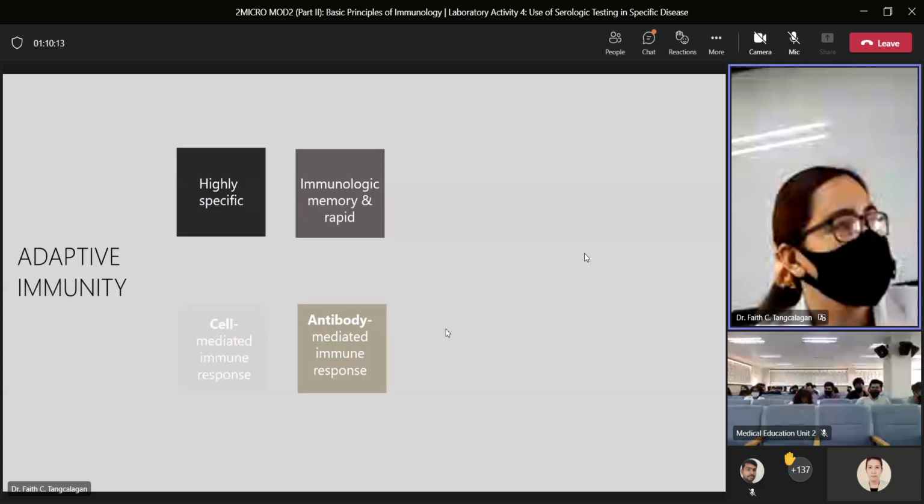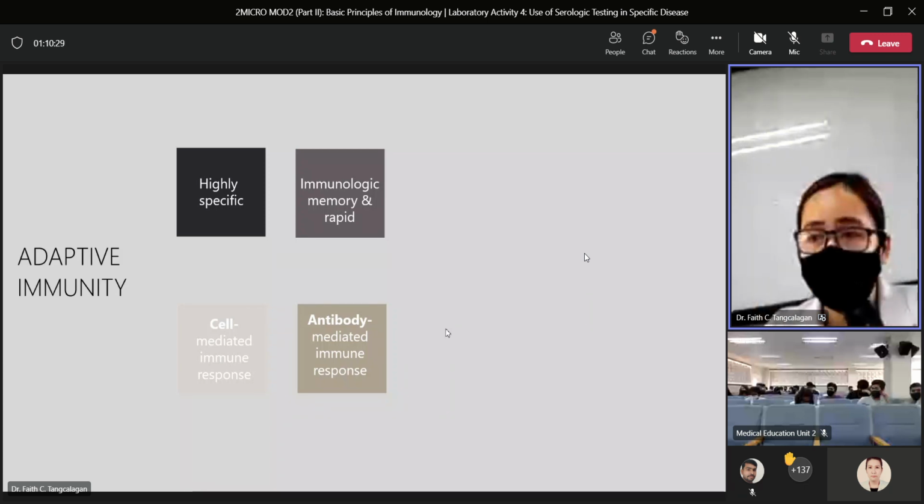Okay, very good explanation. The keyword there is adapt. It means that there's already a memory of the previous infection. So on your second encounter, it won't be the same as the first encounter. Probably there will be no recurrence of the infection, like measles or chickenpox. Or if it does recur, it gets milder.